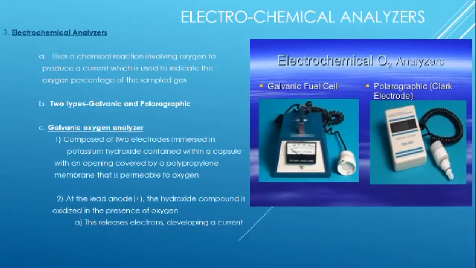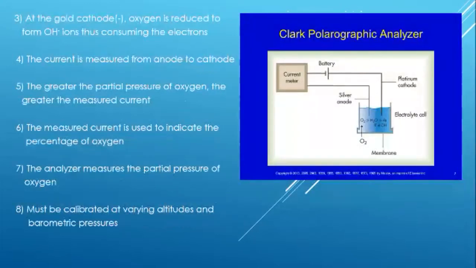At the lead anode, the hydroxide compound is oxidized in the presence of oxygen. This releases electrons, developing a current. At the gold cathode, oxygen is reduced to form OH ions, thus consuming those electrons. The current is measured from anode to cathode. The greater the partial pressure of the oxygen, the greater the measured current. The measured current is used to indicate the percent of oxygen. This analyzer measures the partial pressure of oxygen.